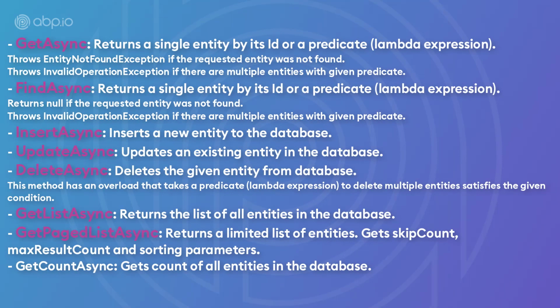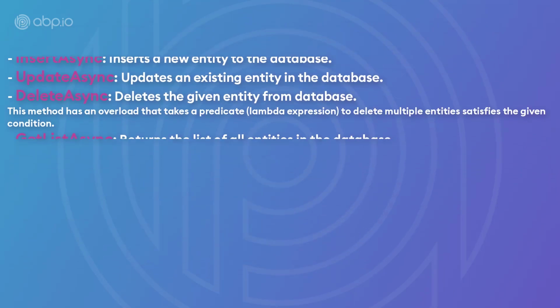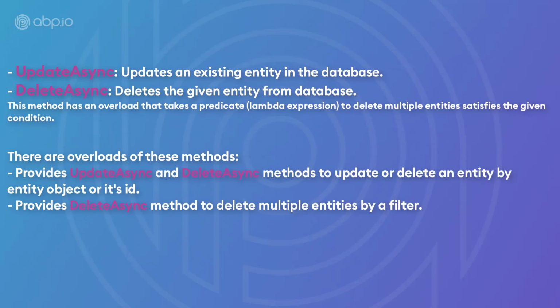We've got a list of all the standard repository methods. Each is self-explanatory, I'm guessing. However, we've got two overloads of these methods. The UpdateAsync and DeleteAsync methods update or delete an entity by entity object or its ID, and also the DeleteAsync method can delete multiple entities by a filter.